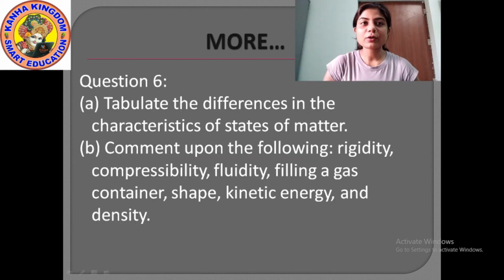So students, now question number 6. Question number 6A. Tabulate the differences in the characteristics of states of matter. That means you have to make a table and distinguish between the different states of matter, that is solid, liquid and gas.